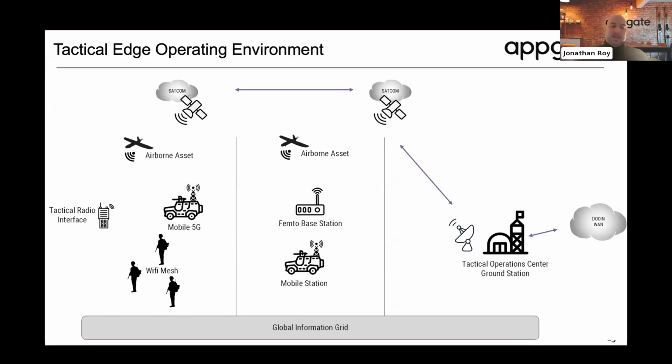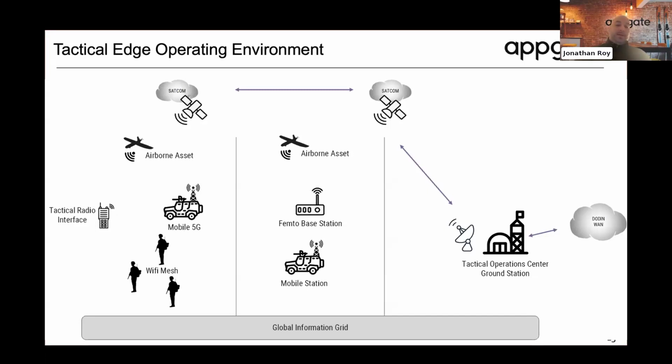But the idea is you have a forward deployed element that's acting as that ground station, that central node connecting back to the larger DoD networks. You're projecting your capability into the battle space, right? So in the center there, you may have mobile stations, airborne assets that are able to project connectivity out to the warfighter on the very far left, where they're using technologies like radio over IP. They may have private 5G, things like Starlink. They may have Wi-Fi meshes between the different elements that are forward deployed.